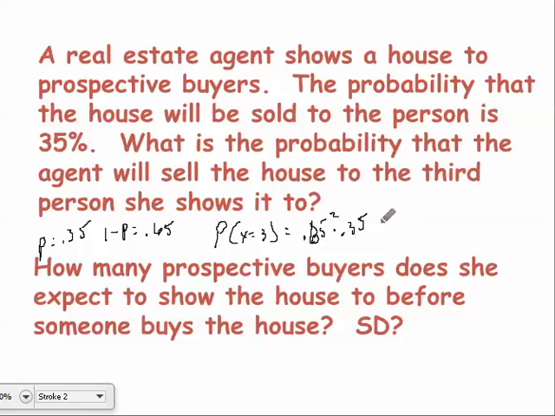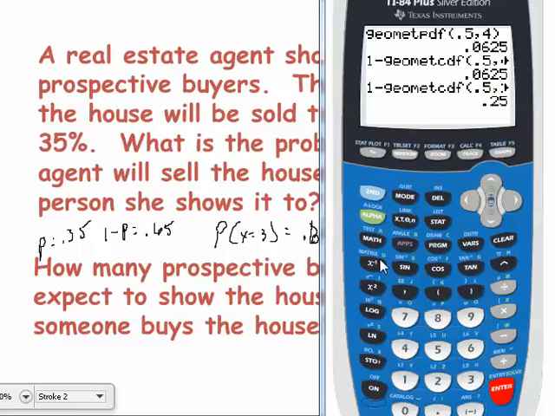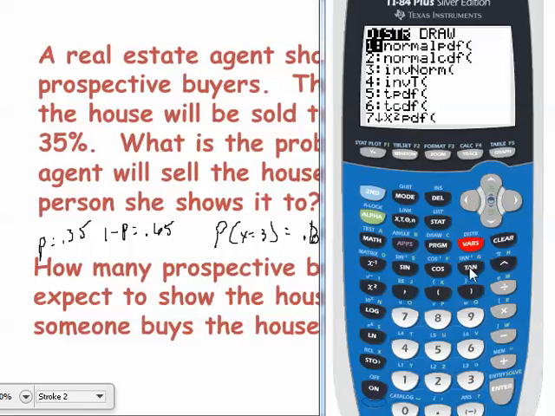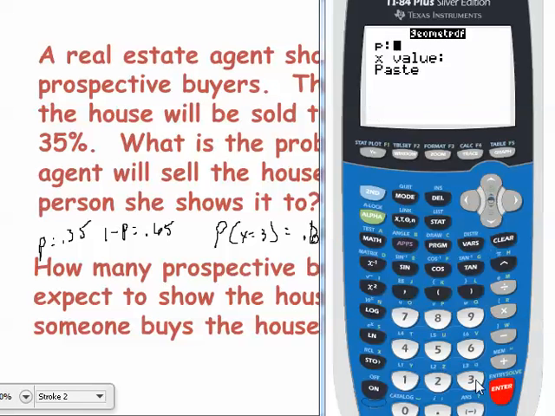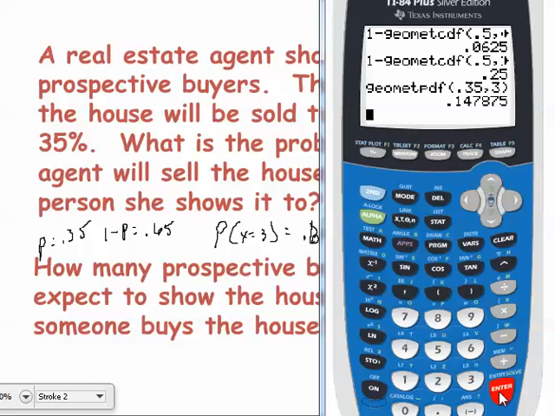Okay? Or if you want to do this using the calculator, using the geometric functions, it's going to be the geometric probability, 0.35, 3. And so if we pull up a calculator here, and we do the distribution, and it's a geometric PDF, and it's 0.35, enter 3, and what do we get? 14.8.